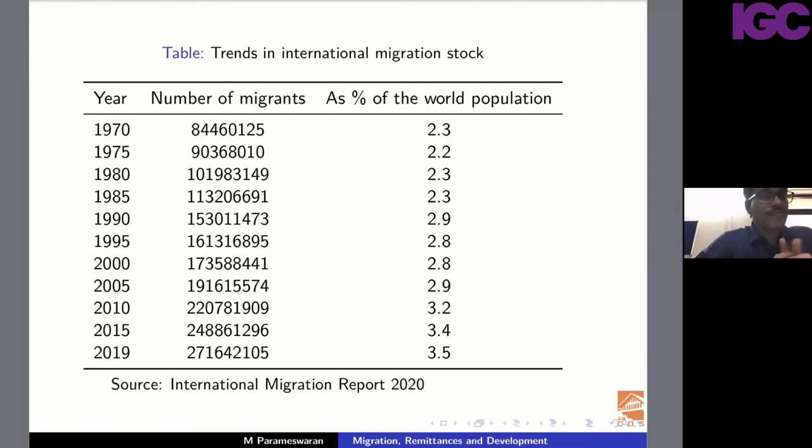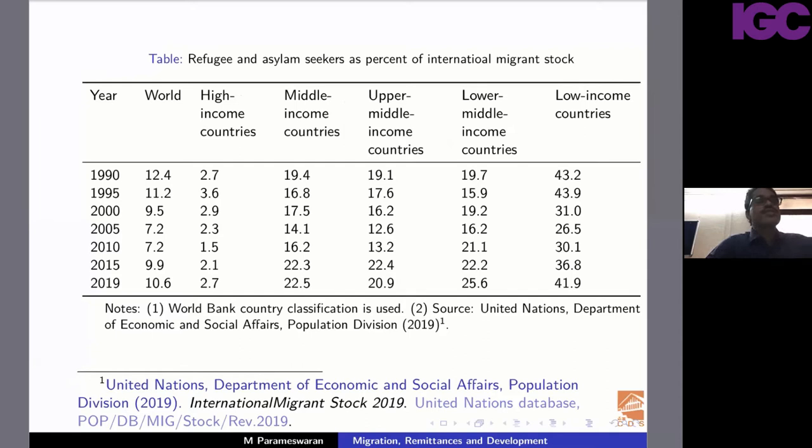So what you can see is the stock of migrants over time, and it is increasing continuously. Within this, the stock of refugees and asylum seekers is very low in the world.